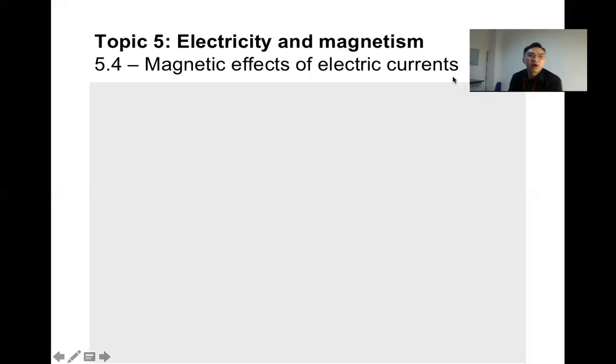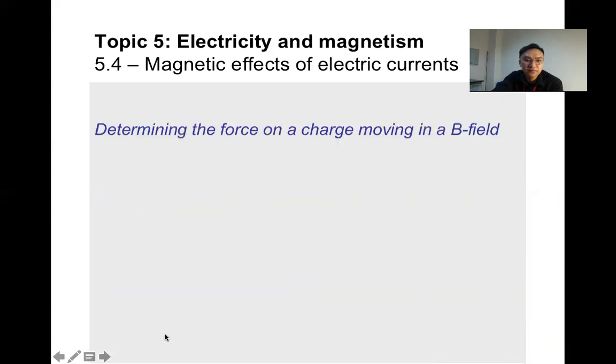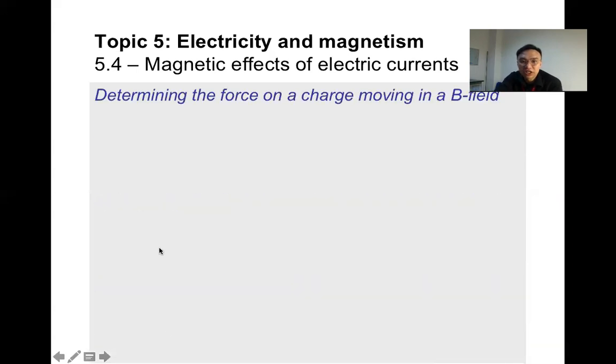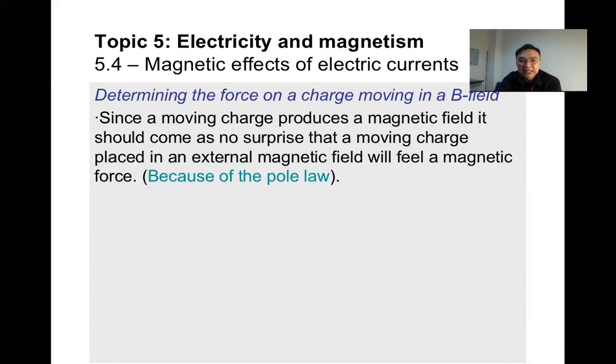All right, in this part, we are going to discuss charges, determining the force on a charge moving in a magnetic field. Since a moving charge produces a magnetic field, it should come as no surprise that a moving charge placed in an external magnetic field will feel a magnetic force because of the Pauli law.